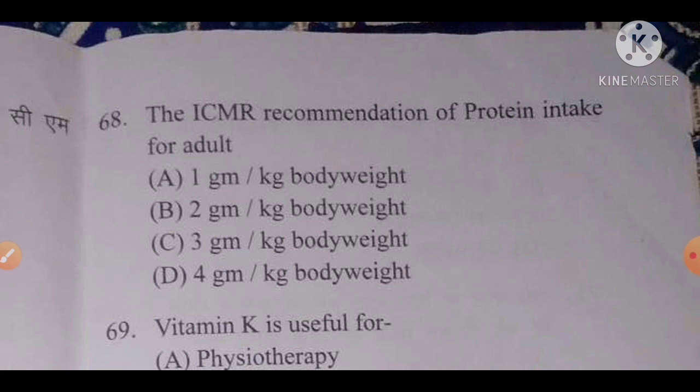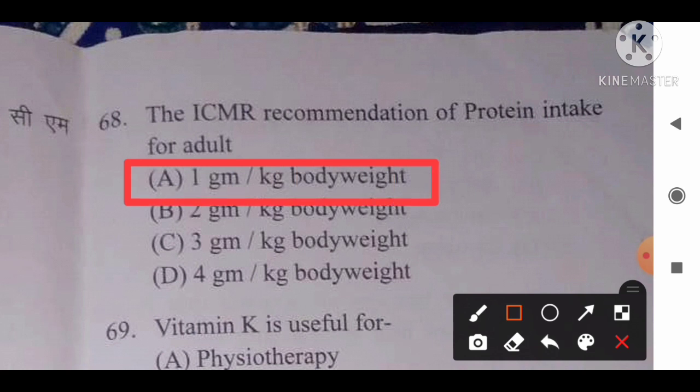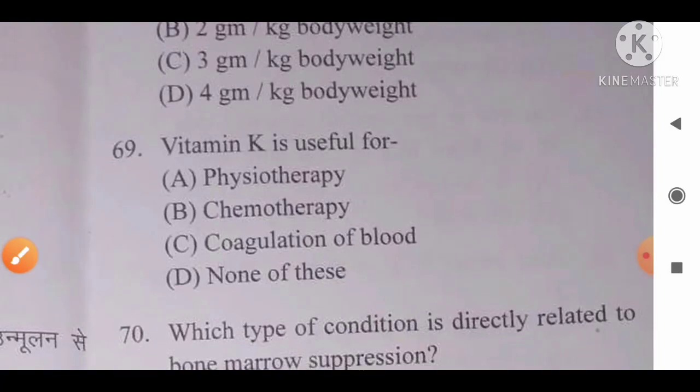And the fact available regarding this question, it is the ICMR recommendation for protein intake for adult is generally around 0.8 to 1 gram per kg of body weight. So from the given information we can say option A, 1 gram per kg body weight will be the correct answer for this question. Move to the next question, number 69.